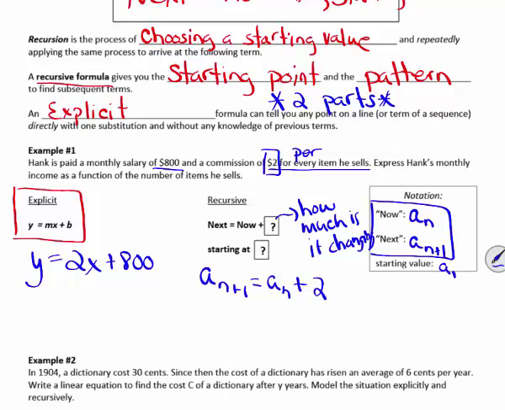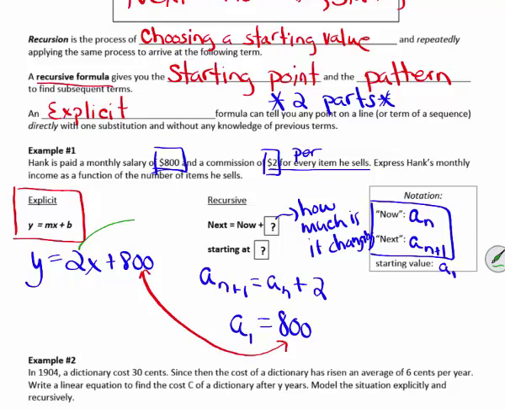I also have to name the starting point. The starting point is A1. Well, he starts with $800 no matter what. If he doesn't sell anything, he still starts at $800. So you'll see these two parts from our explicit match up over here. Our B, our y-intercept, is the starting point.